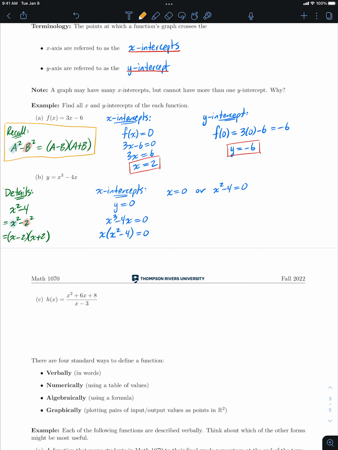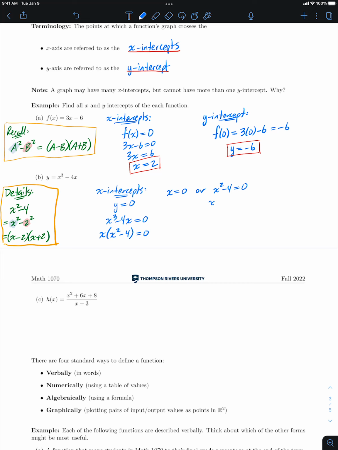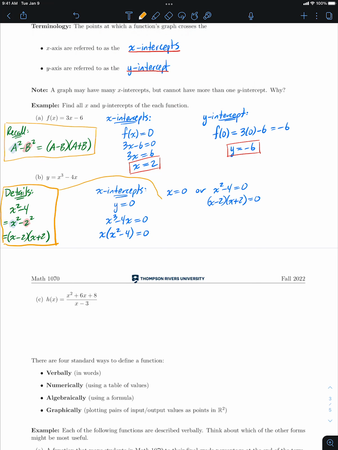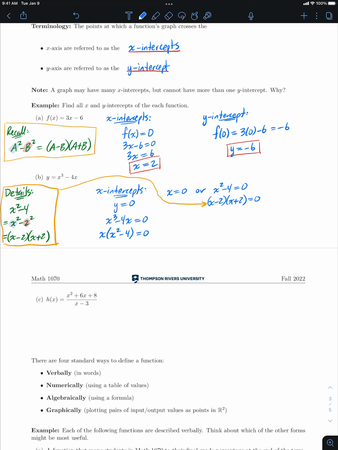Okay, so those details explain why I'm allowed to say this means I can go further here and say this is x minus 2, x plus 2 equals 0. Let me just draw an arrow. Okay, so that's for that specific line. Those are the details behind that specific step.